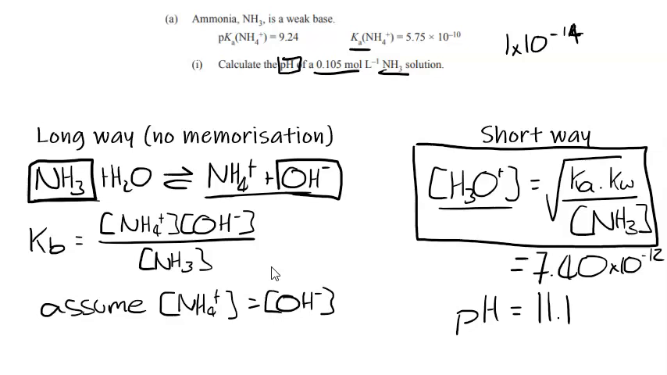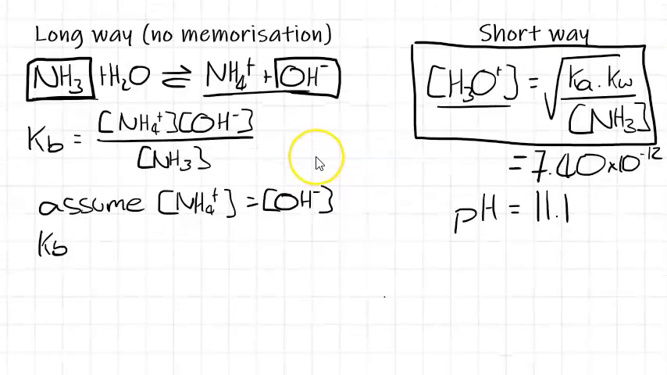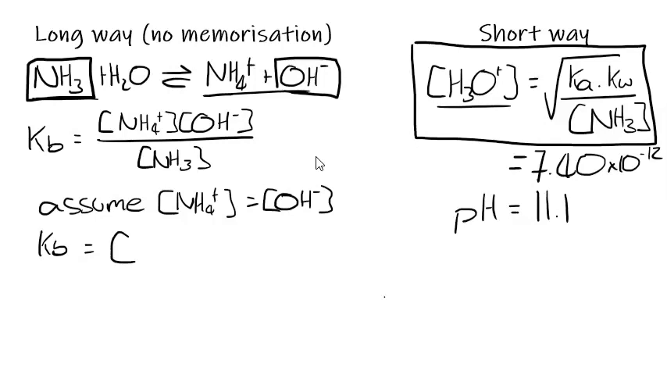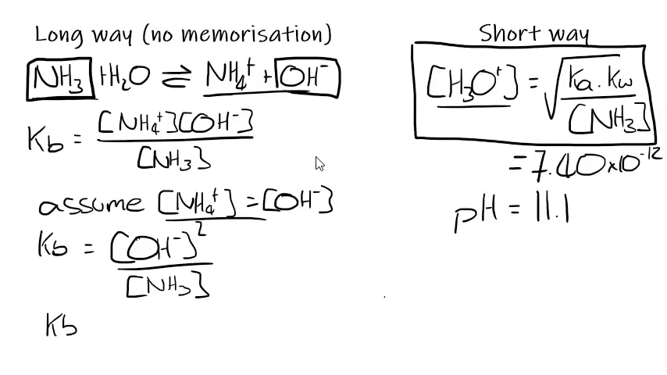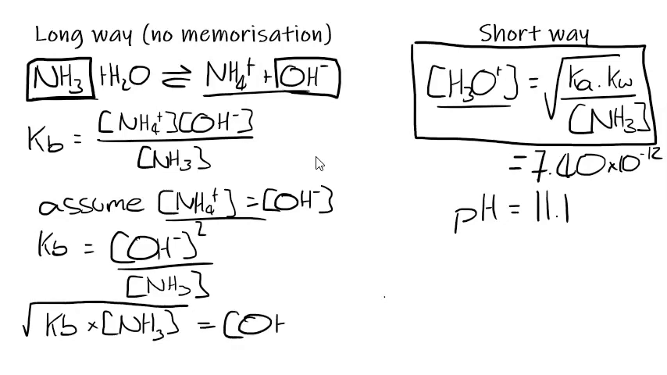Then we need to rewrite this formula so that Kb equals OH− squared, using this assumption, divided by the concentration of NH3. So OH− squared equals Kb times NH3. If we take the square root of that, we get the concentration of OH−.